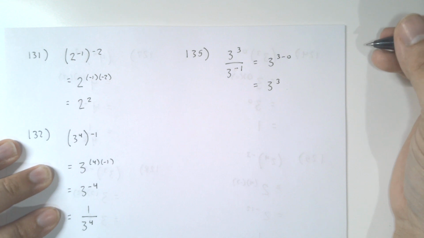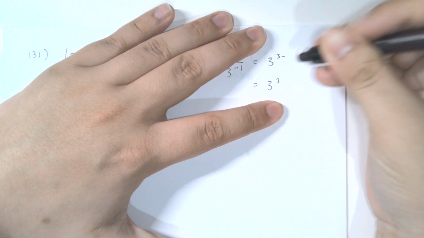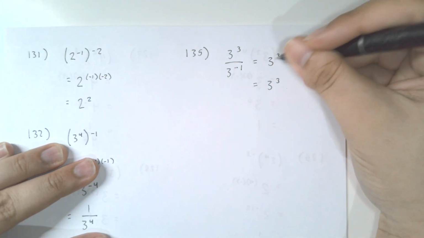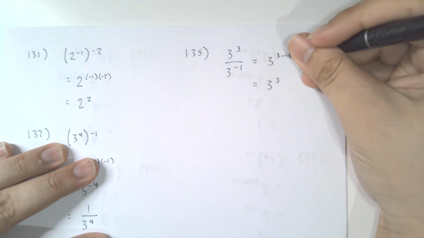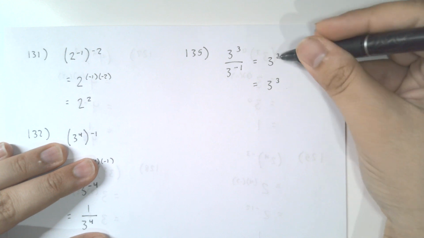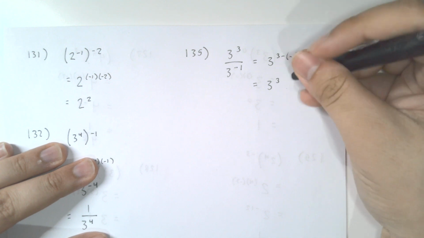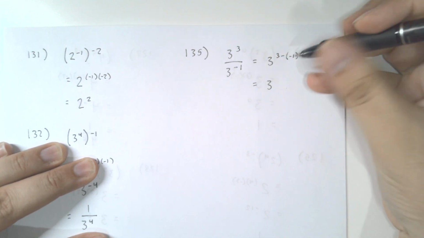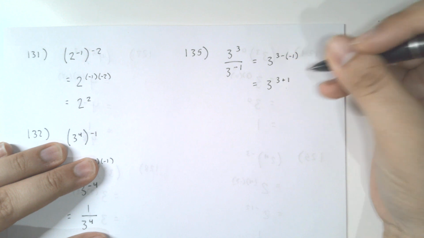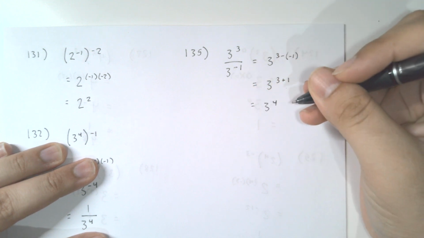So for 135 we have 3 to the 3rd over 3 to the negative 1st. This doesn't change our answer very much. But we have 3 minus negative 1. When we subtract a negative number, that means we actually add. So to be clear, that is 3 plus 1, which means that we have 3 to the 4th.